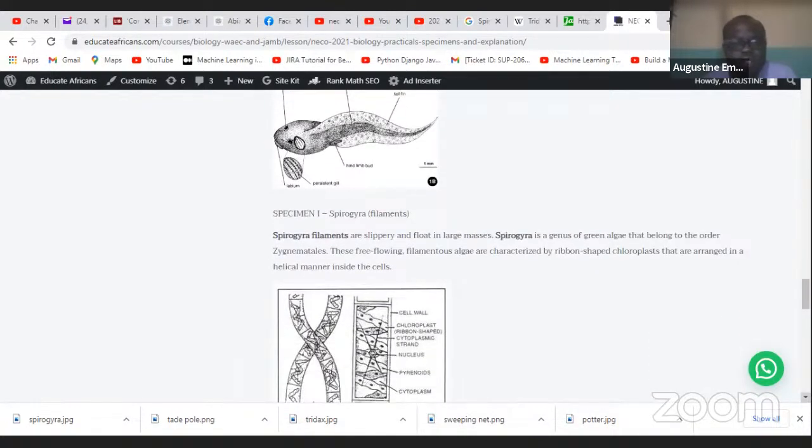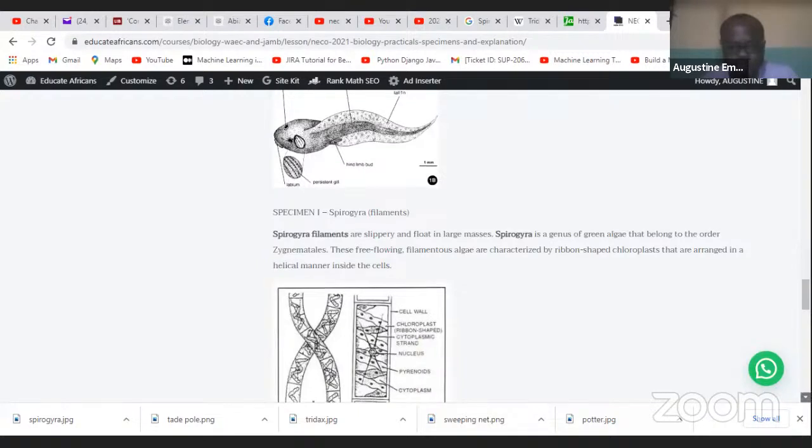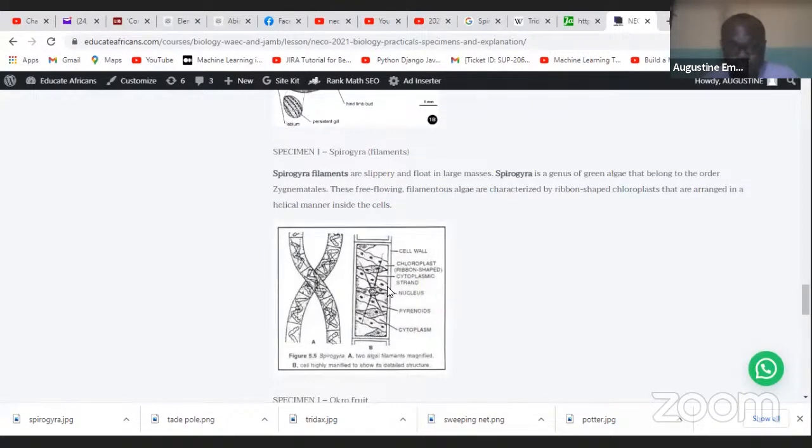Then you talk about the Spirogyra filaments, which are slippery and float in large masses. This is a typical diagram of a Spirogyra. You need to know it if you are told to label or identify the parts. You see at the middle here the way it is laid out. The nucleus is here, and these strands are simply the cytoplasm. Then in between these strands you have the cytoplasm. These strands are simply the chloroplast, and in between them you have the cytoplasm, very, very important. And then you have the cell wall. So take note of how this is laid out.